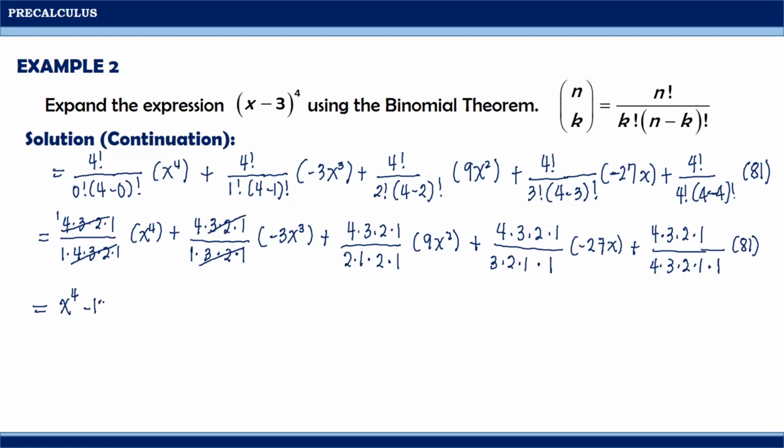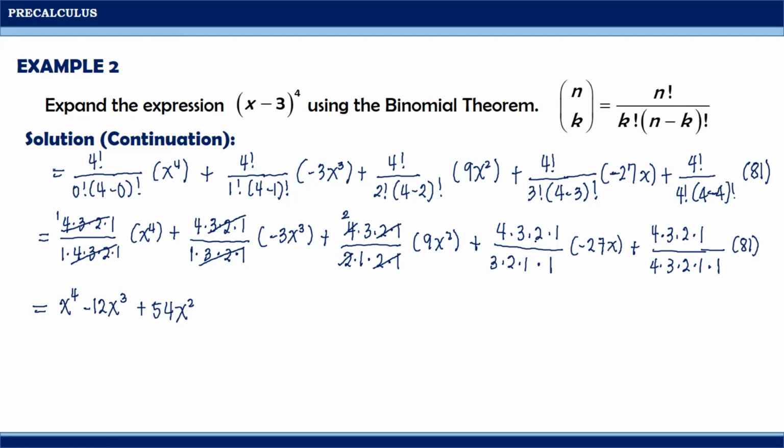So negative 12x cubed. Then next, we can cancel 2, 1 and 2, 1. Then 4 and 2, and 4 will become 2. So what we have here is 2 times 3, which is 6, divided by 1 is 6, times 9x squared, is 54, or positive 54x squared.